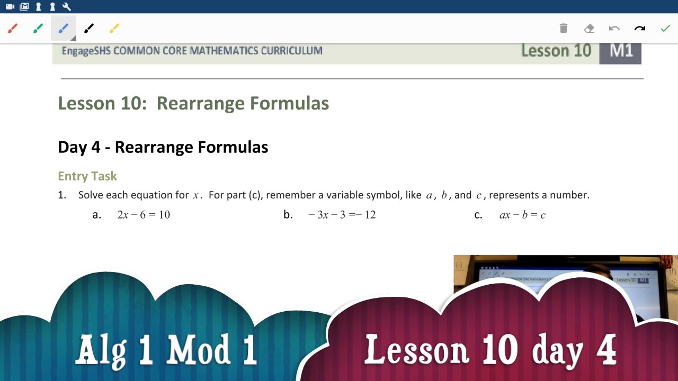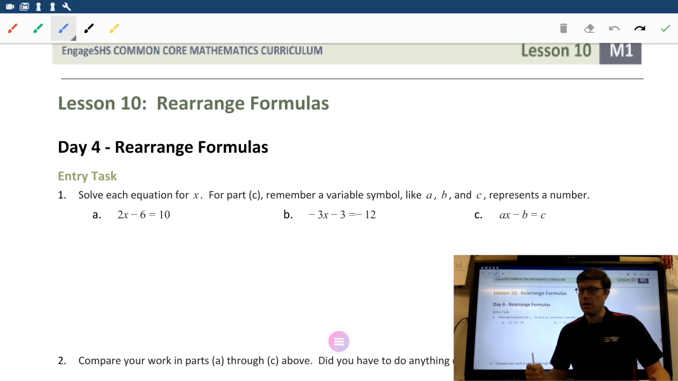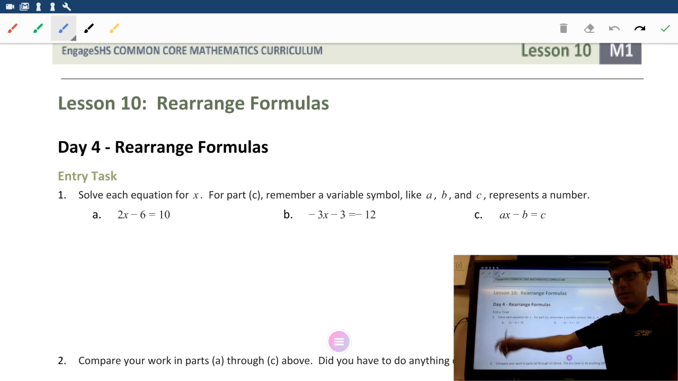Hey guys, we're going to do lesson 10, day 4, which is on rearranging formulas. When you don't have so many numbers, it's more about the letters that are in there. Still talking about how you use properties of algebra to solve problems. Let's go ahead and do the intro tasks together.